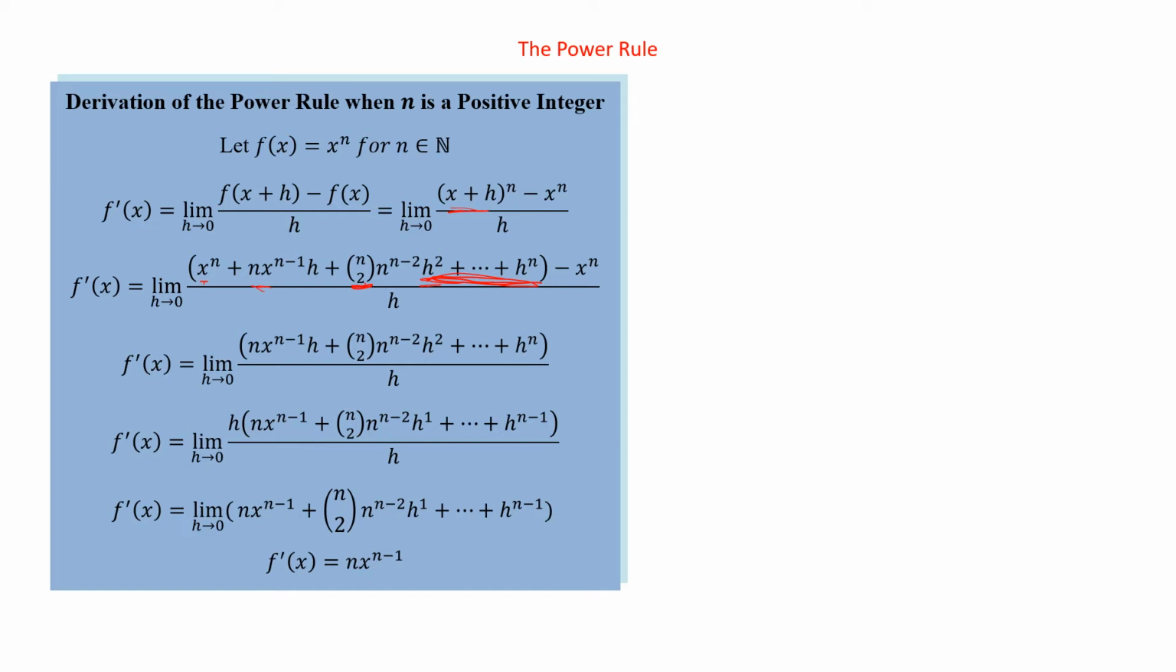So we can combine our like terms. x to the n minus x to the n goes away. Now everything that's left has an h in it. So we can factor out the h. The h's cancel. Now we can substitute in for 0.